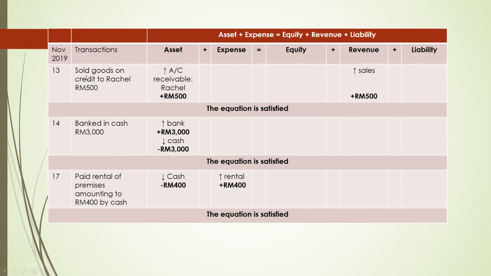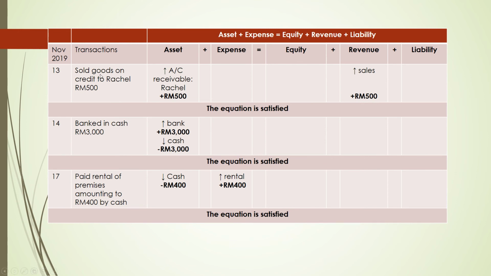Next, 13 November, sold good on credit to Rachel, 500 ringgit. So the business can sold goods. Goods mean inventory or stock. Okay, the business can sold goods to the customer using cash basis and credit basis. If the business is using credit basis, therefore, there is another account named account receivable or debtor. Debtor means a customer that purchase good from the business by using credit basis. So, Rachel is the debtor, also known as account receivable.